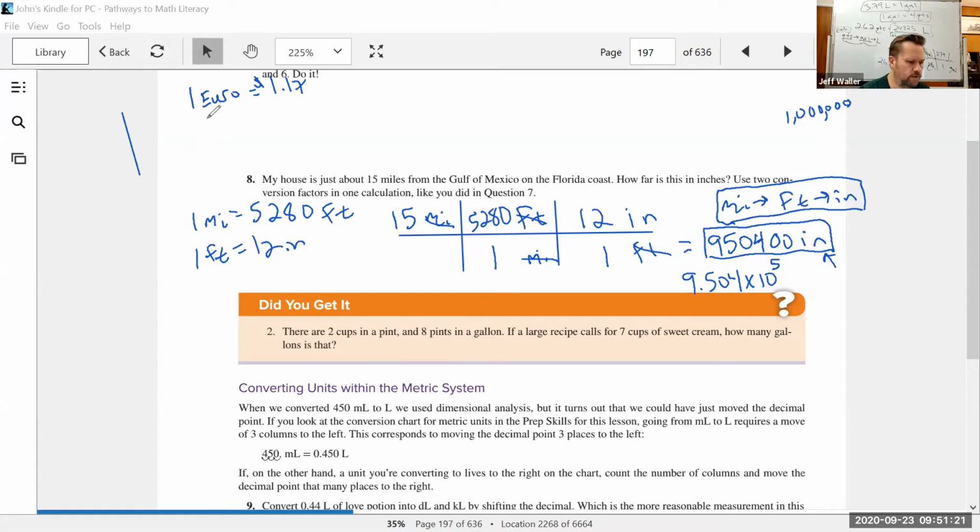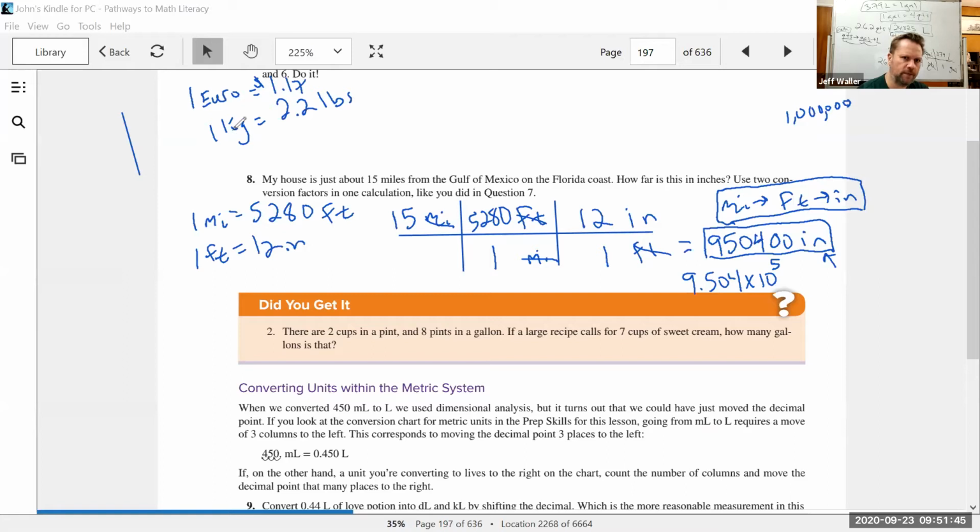All right, let's see. I also know 1 kilogram is 2.2 pounds, roughly. Okay. So let me use those together somehow. Is everybody with me? So these are two true statements. 1 euro right now is $1.17, and 1 kilogram is 2.2 pounds.